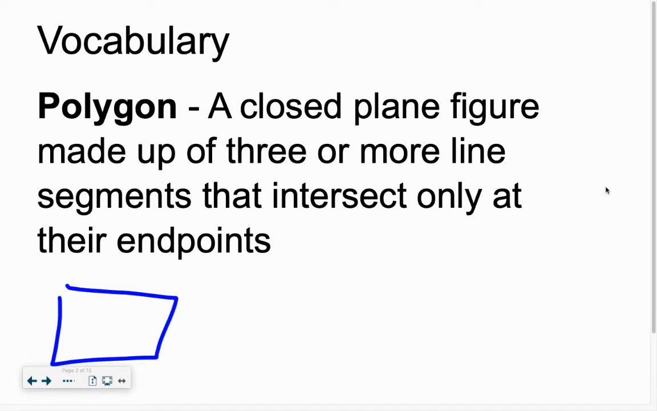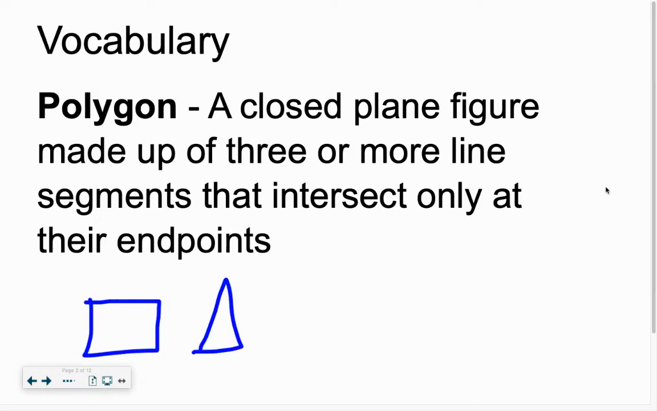That one, notice, drawn quickly, does not have lines that end only at their endpoints. It's open. We're not going to see a lot of that, but we're referring to just shapes that are closed. Anything that's made up of line segments. Straight lines, however they are, those are polygons.